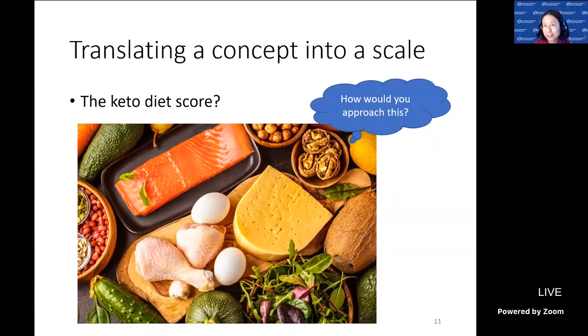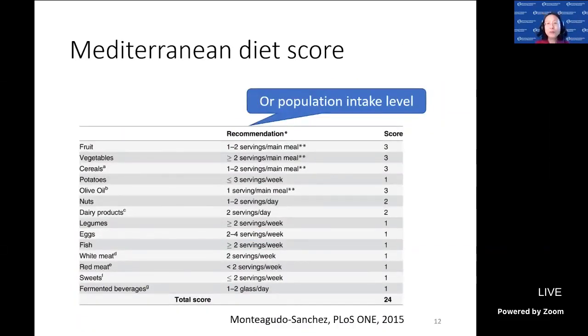Now you can imagine that you're going to have some ideas on the ketogenic diet, and I'm going to have some different ideas on setting up the diet score. So you can already imagine that might be a little bit tricky. So I'm going to give you an example of the Mediterranean diet score, because I have to say, out of all the regional diets out there, probably the most variation is going to come from the Mediterranean diet score. The one I'm showing here on the screen is not the most common one, but it is quite straightforward and easy to understand.